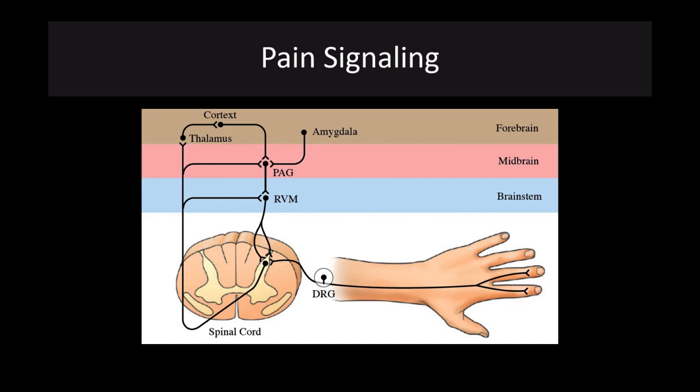So then we get up to the brainstem, and the periaqueductal gray is a big part of pain relief. The amygdala is the emotional part of the response to pain, and then the cerebral cortex and the thalamus are also involved in the interpretation of pain. And so all of these get involved in our pain signals.